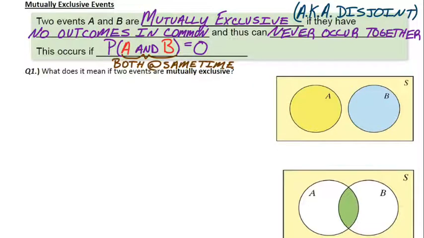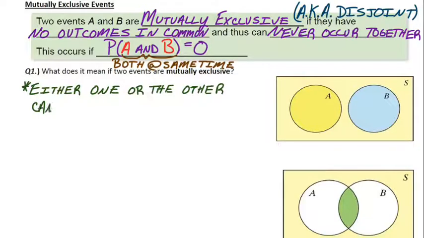So then let's just summarize here. What does it mean to be mutually exclusive? Well, that means either one or the other happens. So either one or the other occurs, but they can never happen at the same time.